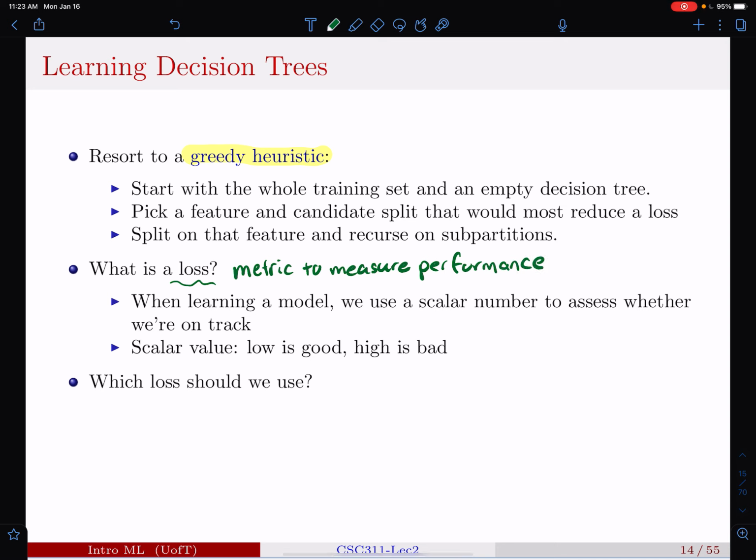And this is done in the form of some scalar real number, where a loss value, if it's low, it's good, and if it's high, it's considered bad. And then the next natural question is, what sort of loss do we want to use?